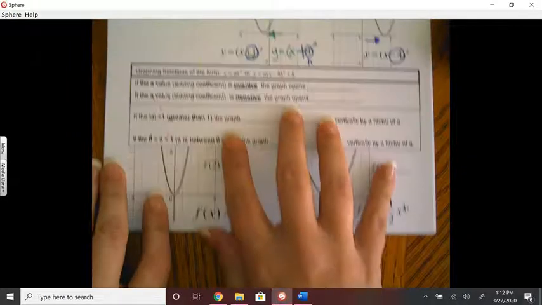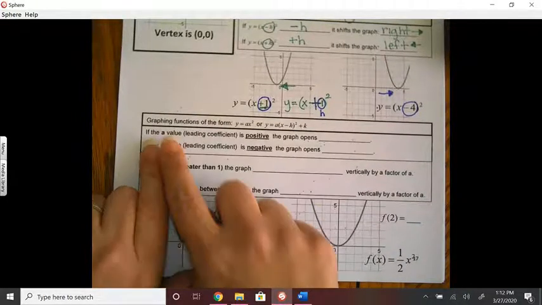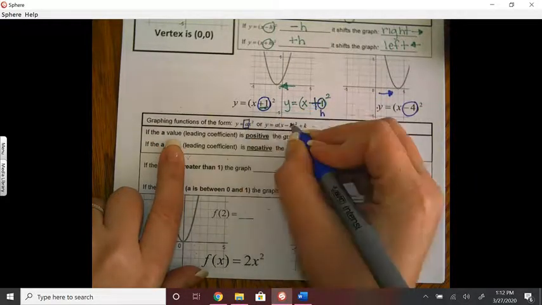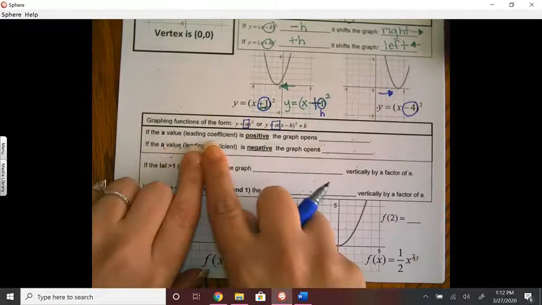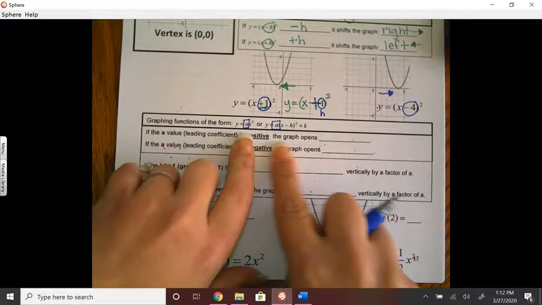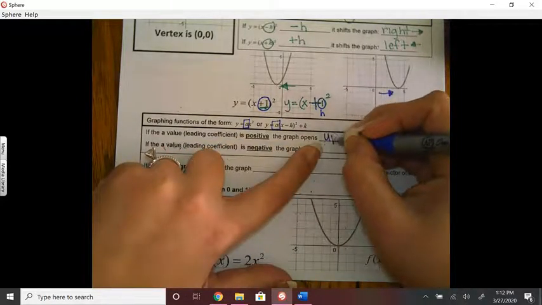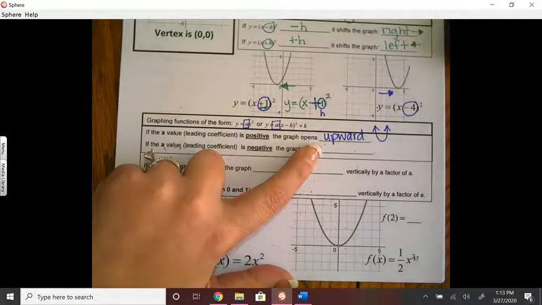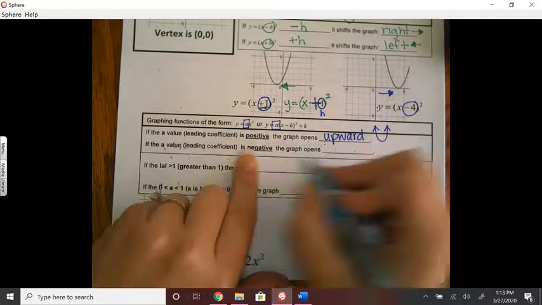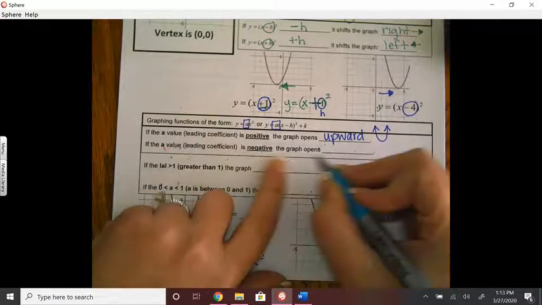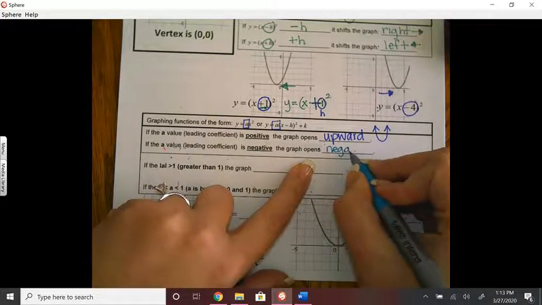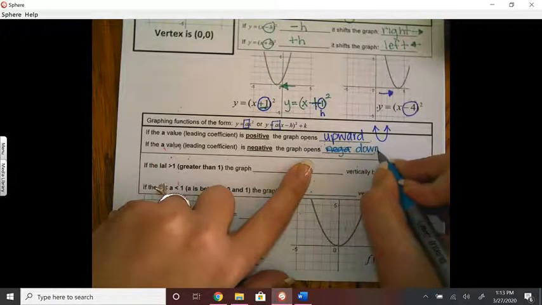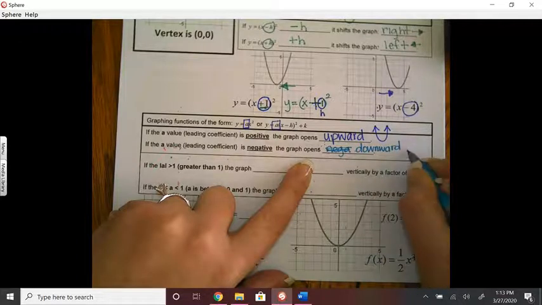So the first thing, the number in the front, we call that the a value. So the value in the leading coefficient here. If the leading coefficient is positive, the graph will open upward. So like this. If the leading coefficient is negative, so the number in the front is negative, it will open downward. So the graph would look like that.